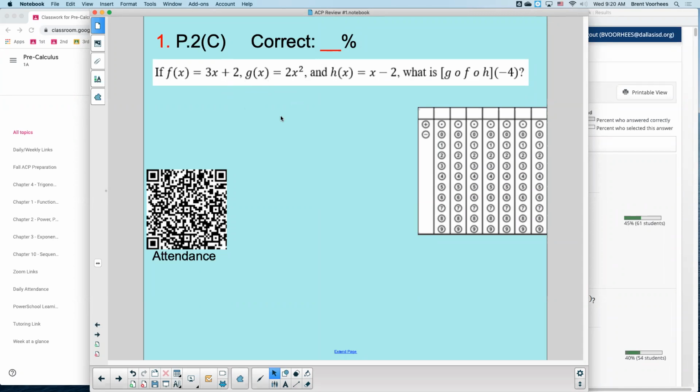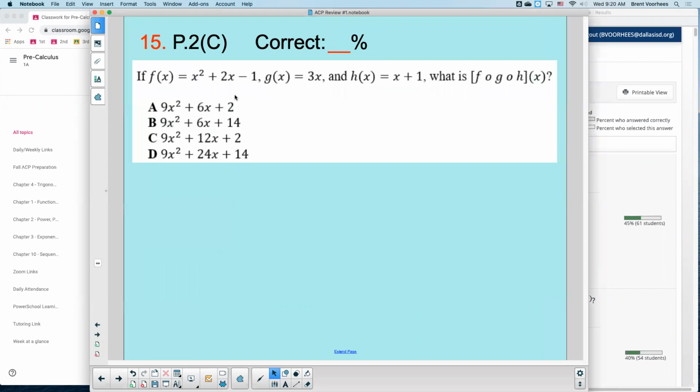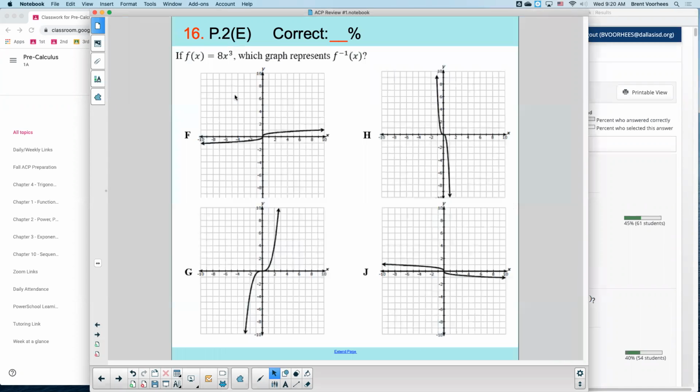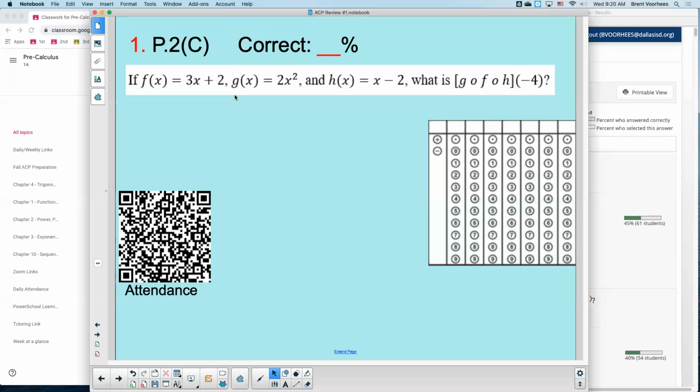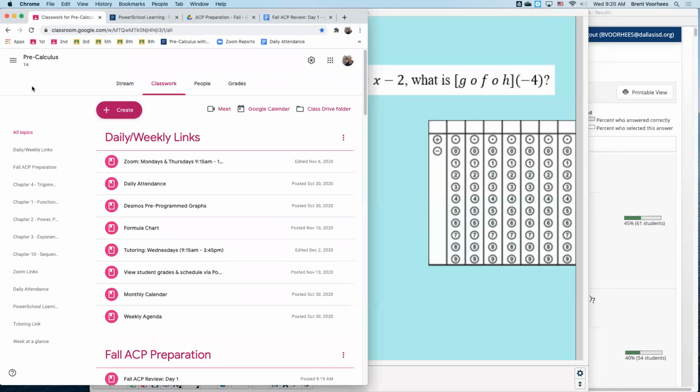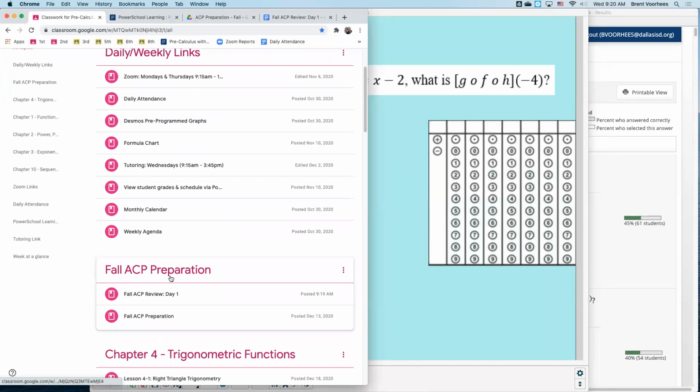For 4 of the sections, after I review a section, like the first one, which is compositions, we have a DOL that's going to be listed in PowerSchool Learning and Google Classroom. If you're in your Google Classroom, go to classwork and go to fall ACP preparation. We are looking at day 1. Okay, so day 1 is what we're on right now.